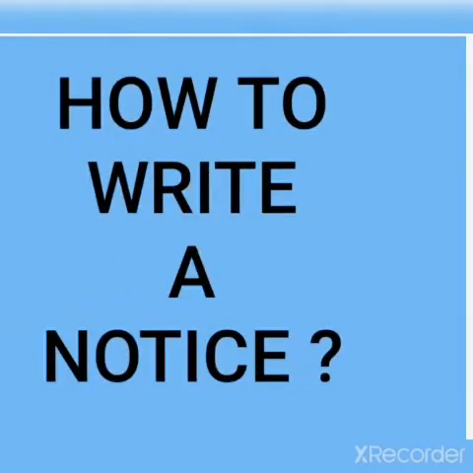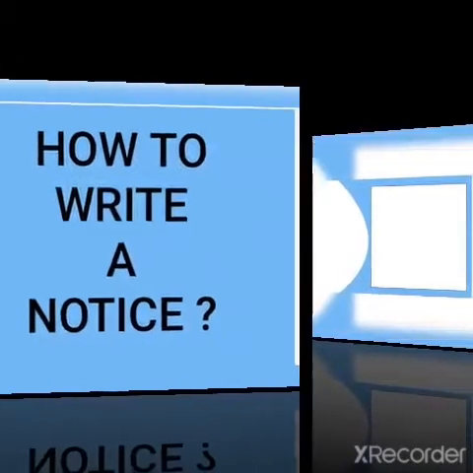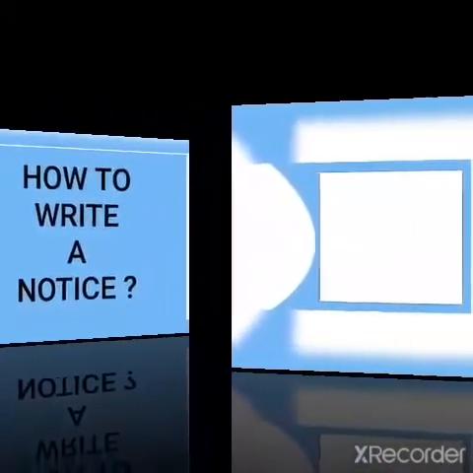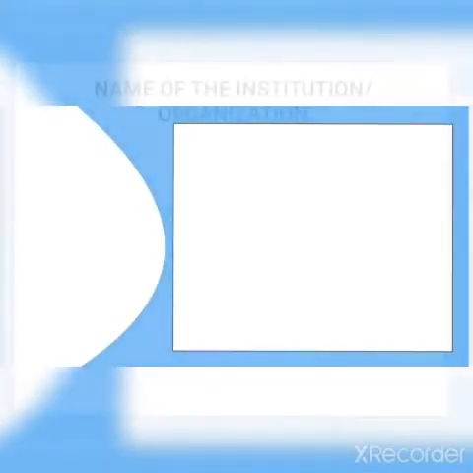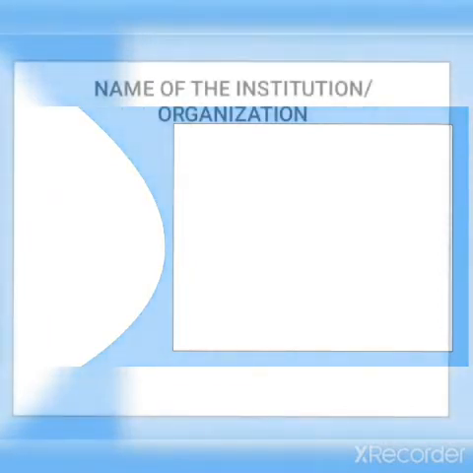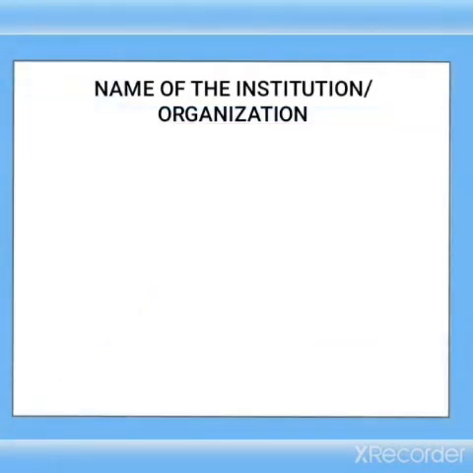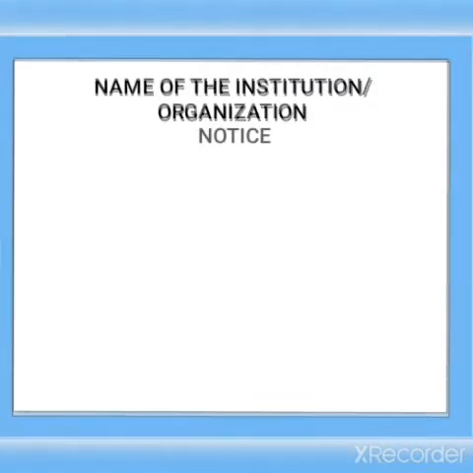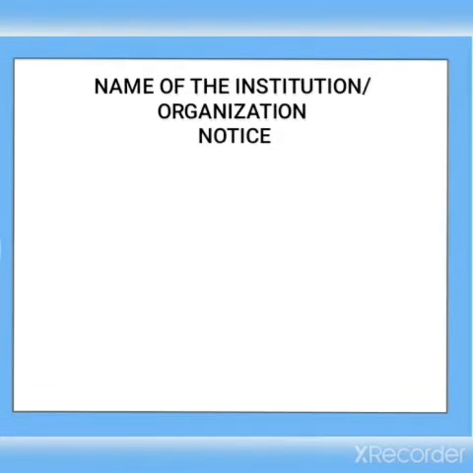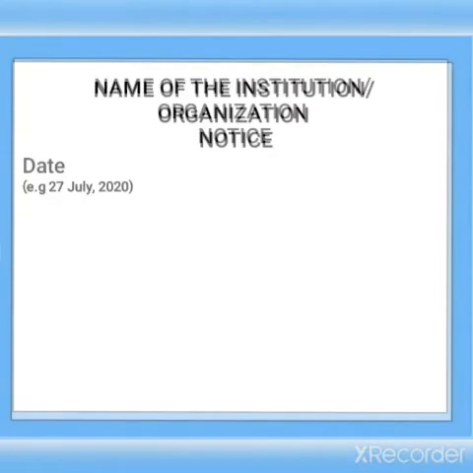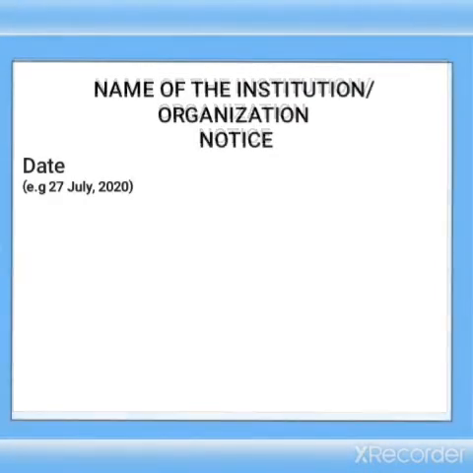Now, let's try to understand how to write a notice. First of all, make a rectangular box in your notebook. In the rectangular box, exactly on the top middle portion, write name of the organization which is issuing the notice. And below it, in the next line, write the word notice. In the third line, on the left hand side, you are supposed to write date. After this, in the fourth line, you have to write suitable title or heading.